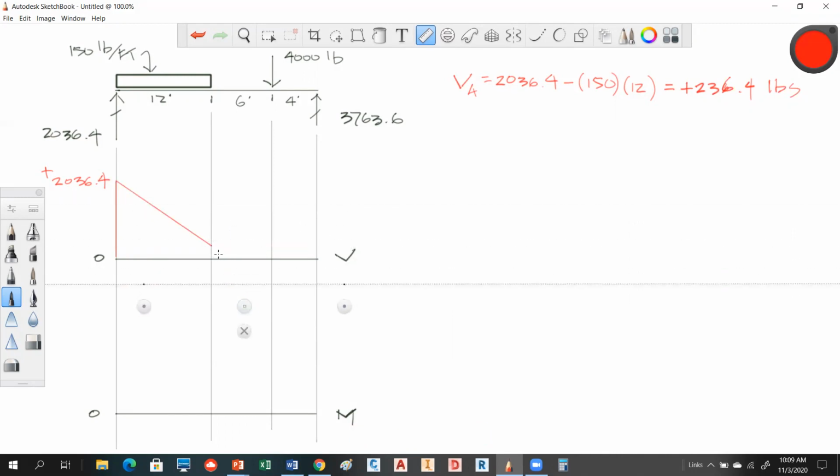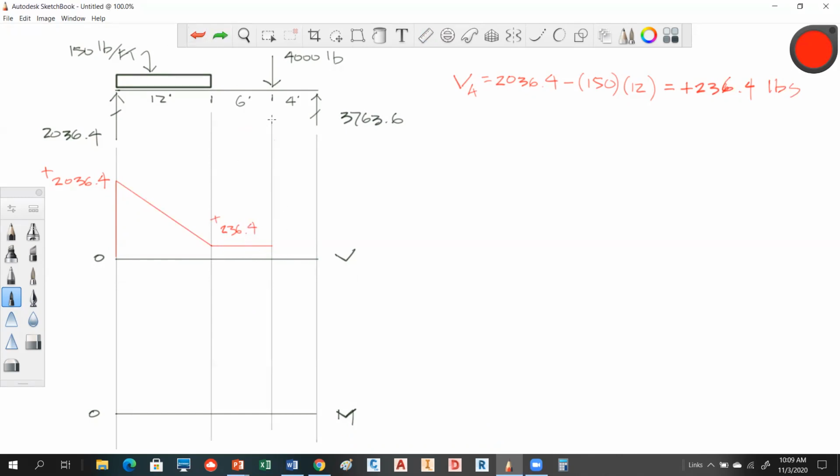Is there any force between here and here? Yeah. There is? 4,000 pounds. Well, no, between here and here. Not at that point, but between here and here. There's nothing, right? So what that indicates to you is that this is going to stay constant at 236.4. So the shear remains constant to that point.